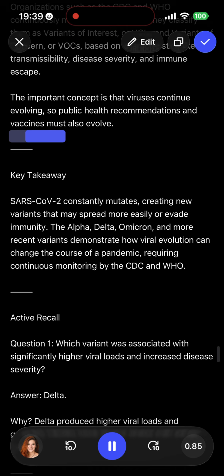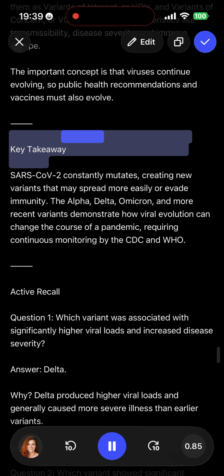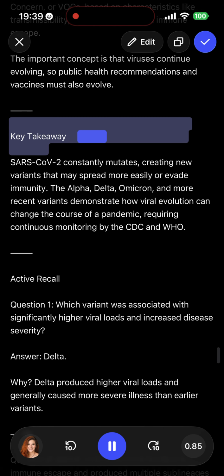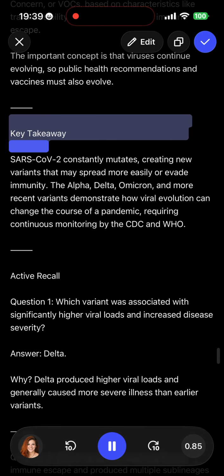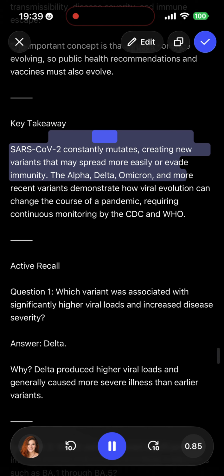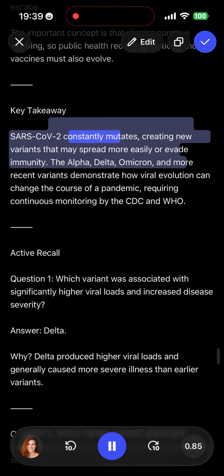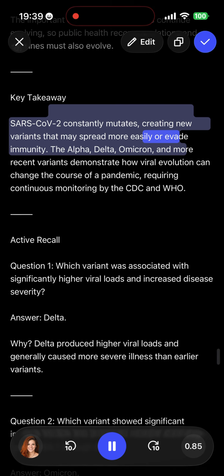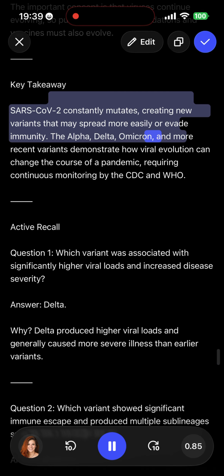Key takeaway: SARS-CoV-2 constantly mutates, creating new variants that may spread more easily or evade immunity. The Alpha, Delta, Omicron, and more recent variants demonstrate how viral evolution can change the course of a pandemic, requiring continuous monitoring by the CDC and WHO.